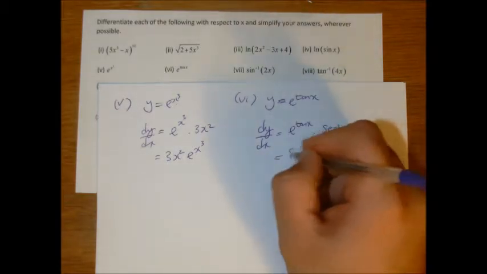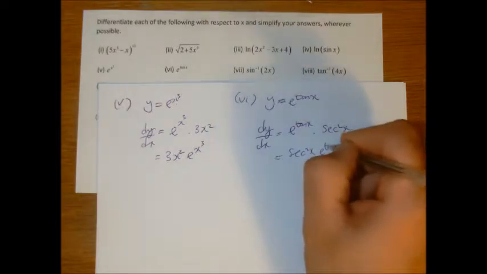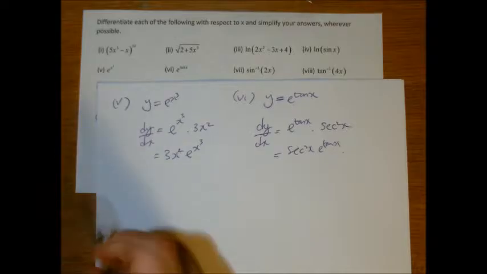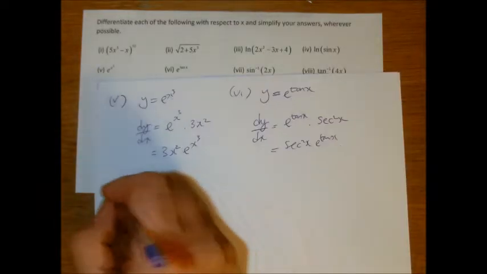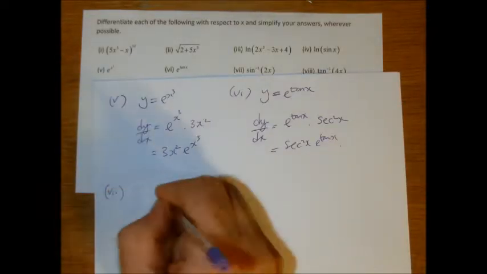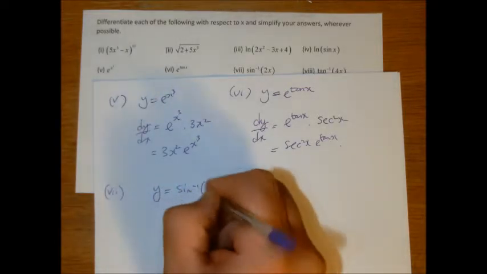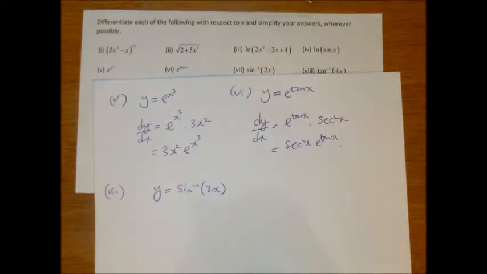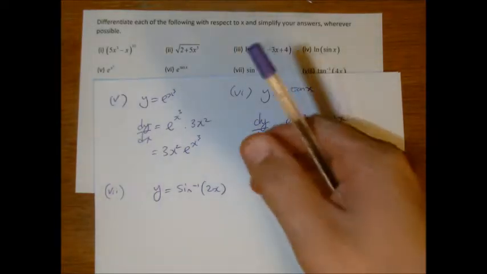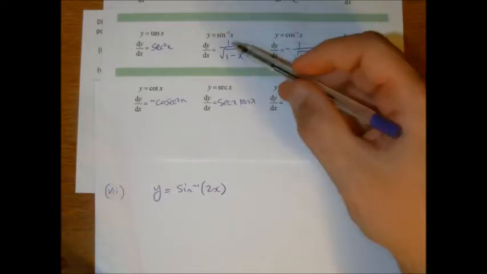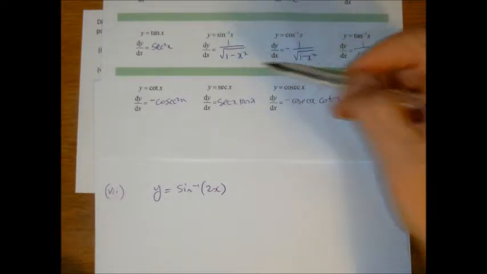Or you could write sec squared x first if you wanted to. It doesn't matter really there. Now if we look at part 7, you've got y equals sine to the minus 1 of 2x. Now if you recall, sine to the minus 1 of x was that.